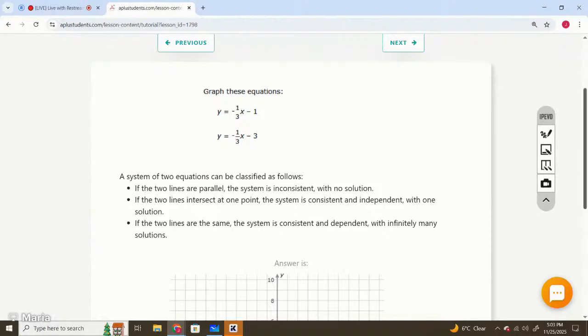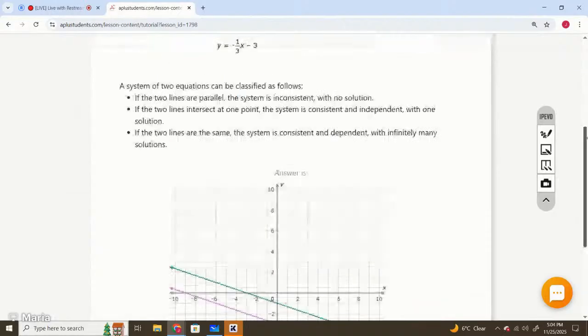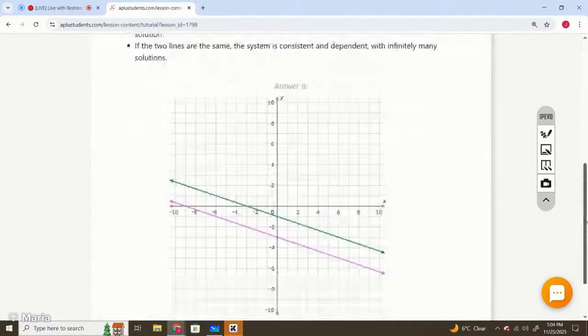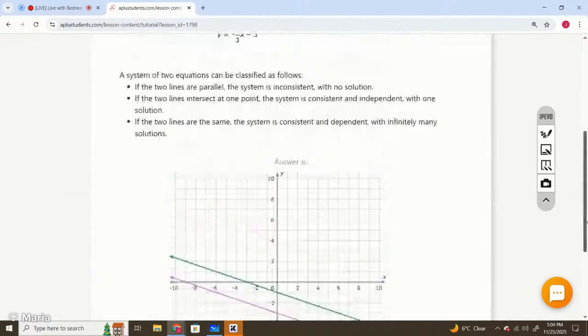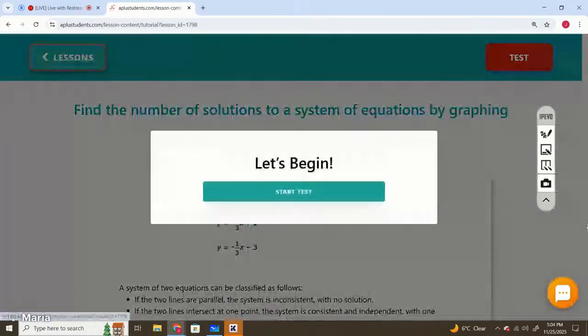So let's just plot the graph for the lines. See, the lines are parallel. That means the system is inconsistent with no solution. Let's test questions.